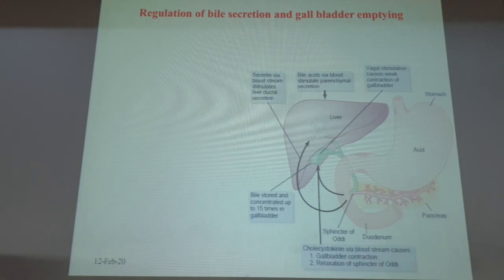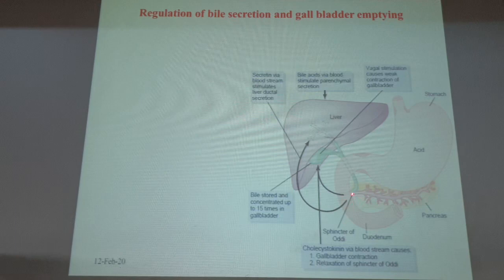Now the secretin in the liver, or in the bile secretion, is not related to bile salt secretion. It's just related to the secretion of the bile acid independent part. Cholecystokinin is not bile acid dependent. It causes contraction of the gallbladder and relaxation of the sphincter of Oddi.